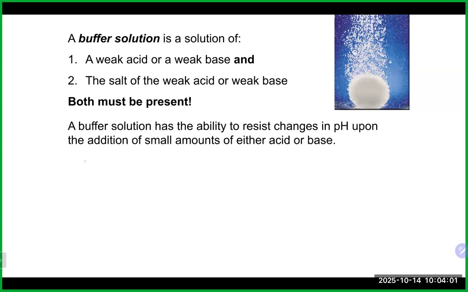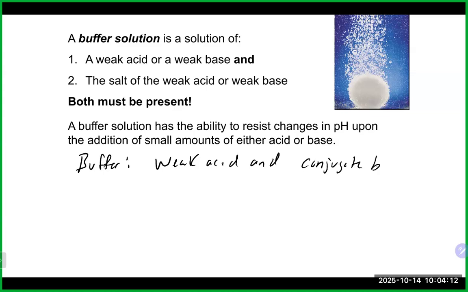You can make a buffer with a combination of a weak acid and its conjugate base, and that is oftentimes referred to as the salt of this conjugate base. The salt part just means it's got a sodium or something like we saw in the previous one, a potassium kind of hanging out there. Or you can definitely make a buffer out of a combination of a weak base and the salt of its conjugate acid.